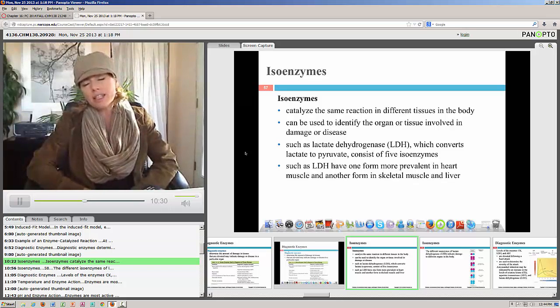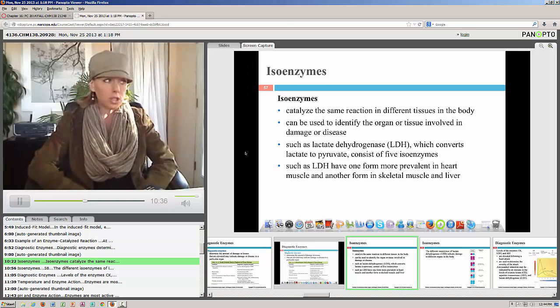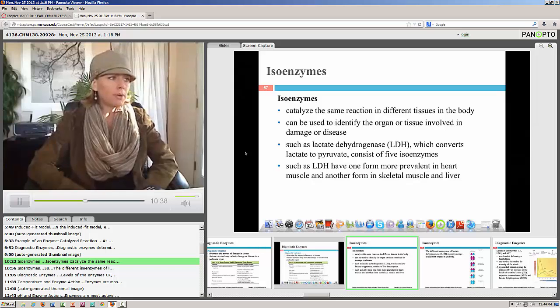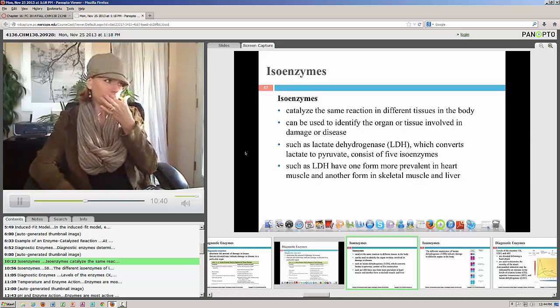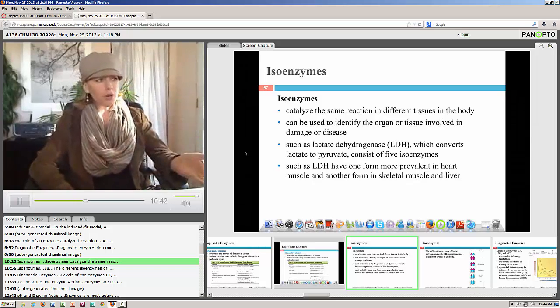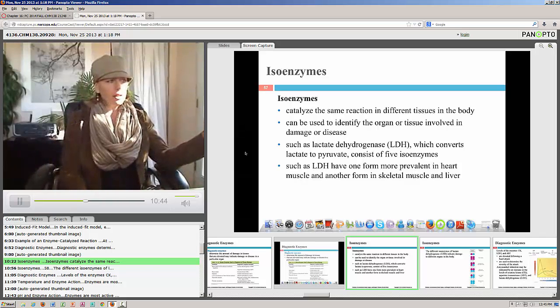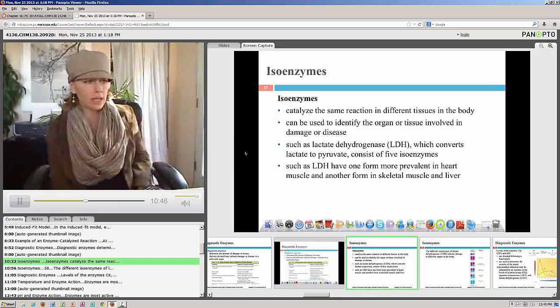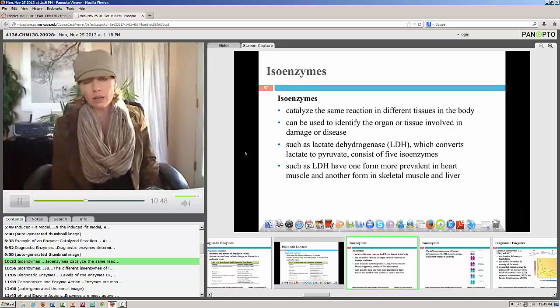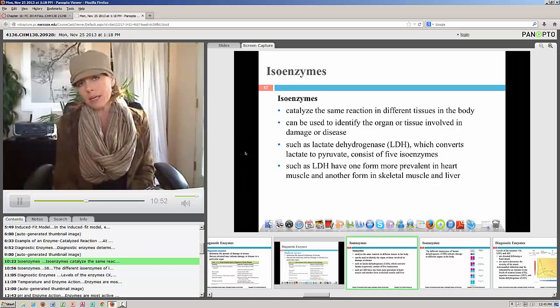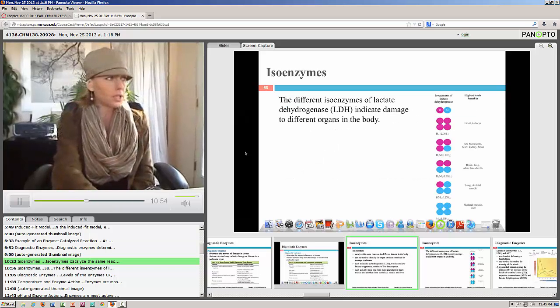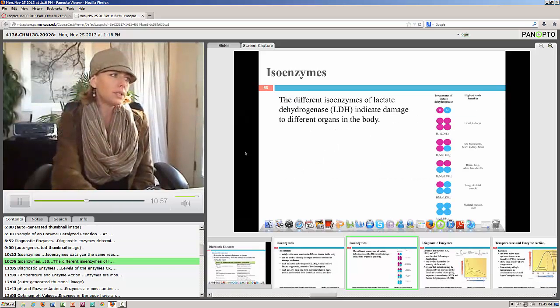Isoenzymes are enzymes that have the ability to catalyze the same type of reaction, but we find them in different types of tissue. So maybe you have lactate dehydrogenase, but you find it in heart muscle, but you also find it in skeletal muscle and the liver. And those enzymes could be slightly different, but perform the same type of reaction within different tissues. Okay, and these are just some examples.